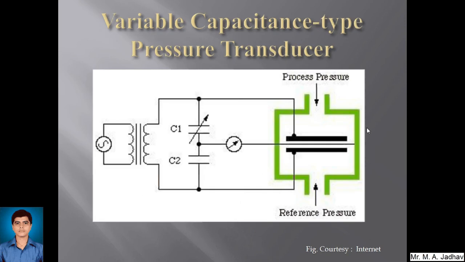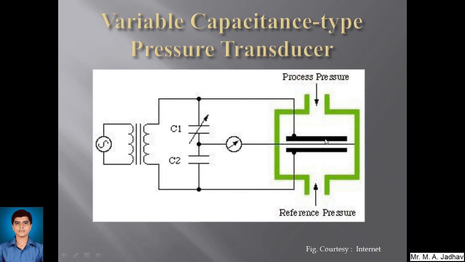The next one is the variable capacitance type pressure transducer. Again, the working principle will be the same. We have already gone through the capacitive type transducers, and in that we have already discussed how a capacitive transducer works. There are actually three different ways through which we can vary the capacitance. One is that we can change the overlap area, the surface area of these two plates. So here the capacitive type transducer is shown.